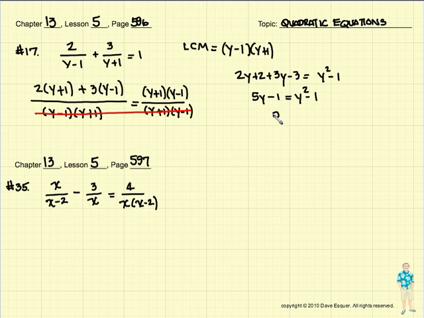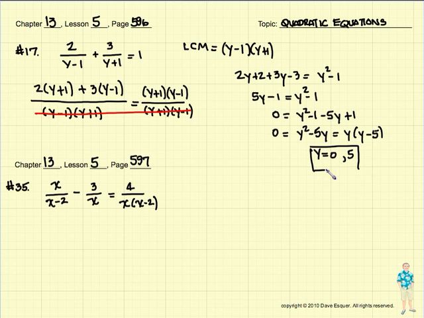Let's see if we can use our zero product property. So 0 turns out to be y squared minus 1 minus 5y plus 1. Or 0 turns out to be y squared minus 5y, which is y times the quantity y minus 5. And with our zero product property, we end up with y is equal to 0, or y is equal to positive 5. Let me erase that, make sure it looks like a 5. So those are the two solutions for number 17.